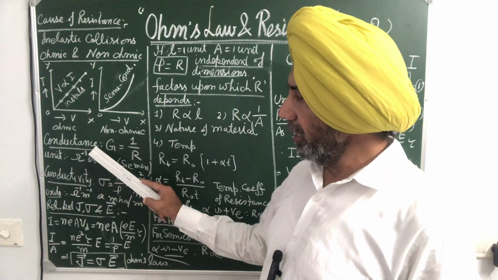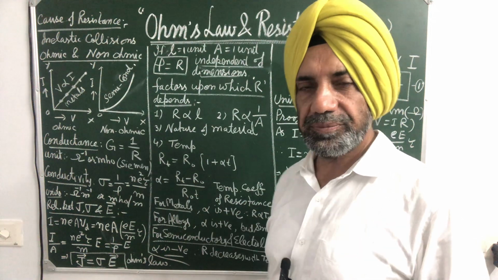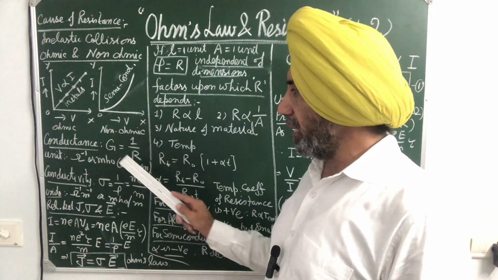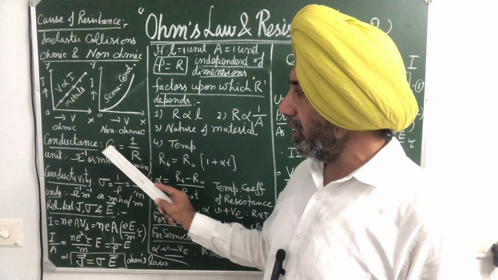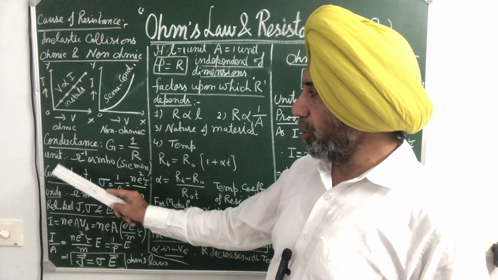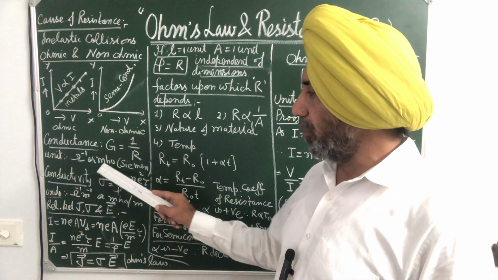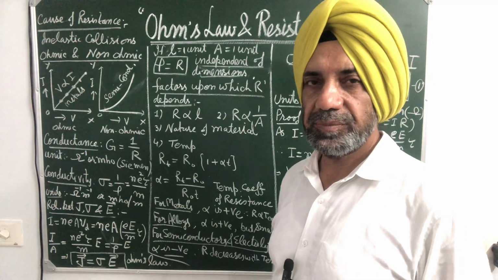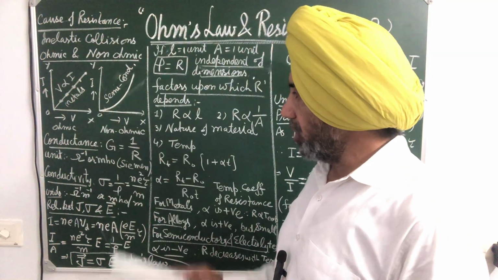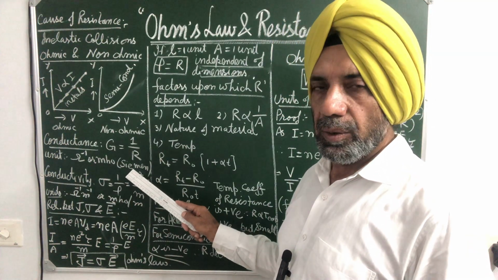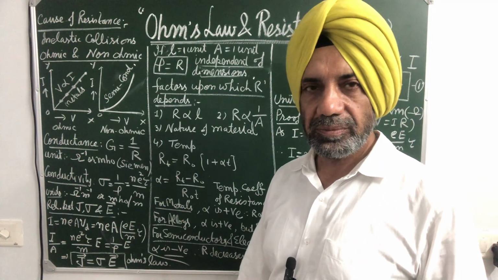Then the definition, what is conductance? Conductance is the reciprocal of resistance. The reciprocal of the resistance of a conductor is said to be conductance. The unit of conductance is ohm inverse, which is also known as mho or siemens. So mho or siemens is the unit of conductance. The conductance of a conductor is said to be 1 siemens or 1 mho when its resistance is 1 ohm.